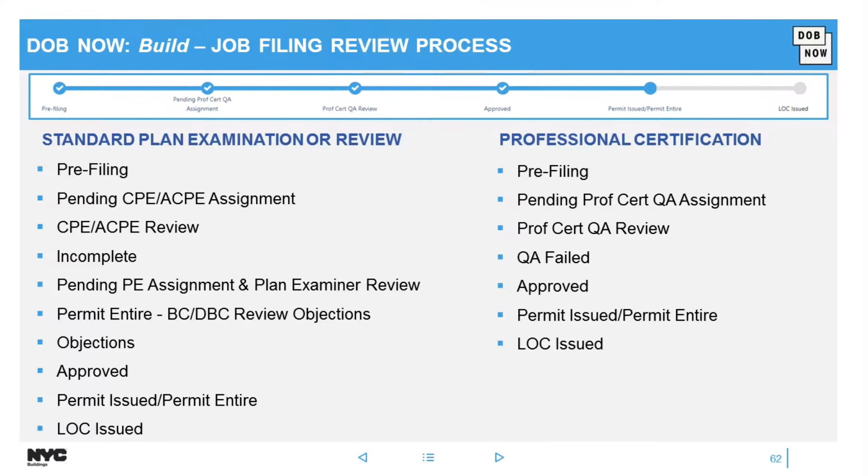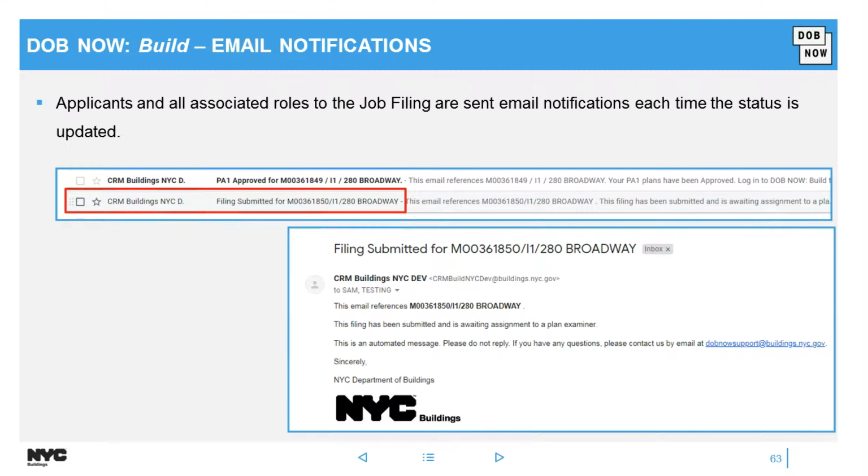Now, based on your filing review type, remember I said there's a status bar at the top of your job filing. The status bar will reflect the statuses for each filing review type at the top of each job filing. Every point the status changes, everyone associated to the job filing will receive an email notification, and it looks something like this.